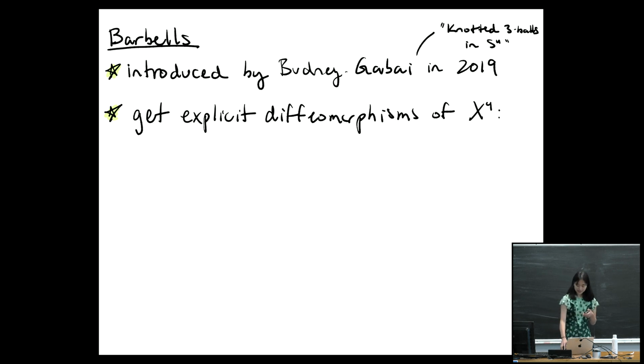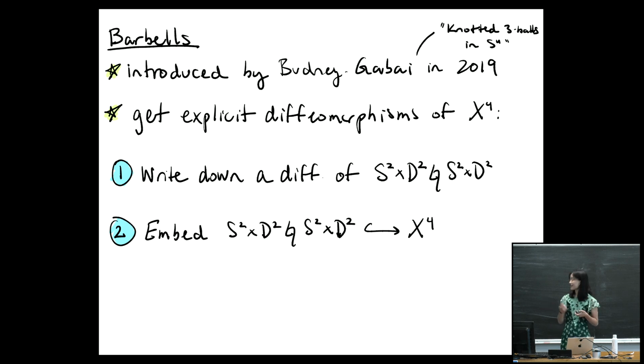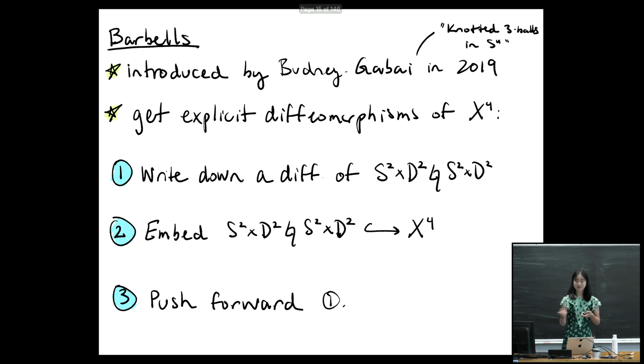The way you get these is a three-step process. First, you write down a nice diffeomorphism of this simple handlebody, S2 cross D2 boundary sum S2 cross D2. And that diffeomorphism will be the identity on the boundary. Then you embed this into your four-manifold. And then you just push forward the diffeomorphism from step one. So that's a barbell diffeomorphism. I'll tell you what these steps are.